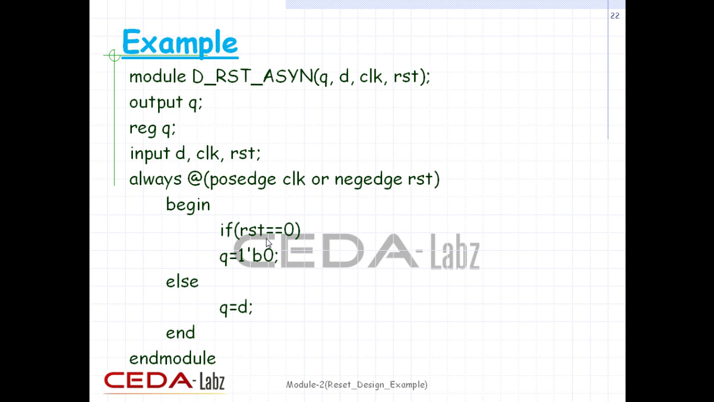Whereas, in synchronous reset code, reset was not mentioned in the sensitivity list just because reset follows the clock in that case. So, reset is also mentioned in the sensitivity list as any event occurring will depend on both clock and reset. Hence, whenever there is any event on clock or reset, only then it will enter the always block, and then it will check whether reset is low or not. If reset is low, output will become 0, else it will be equal to D.